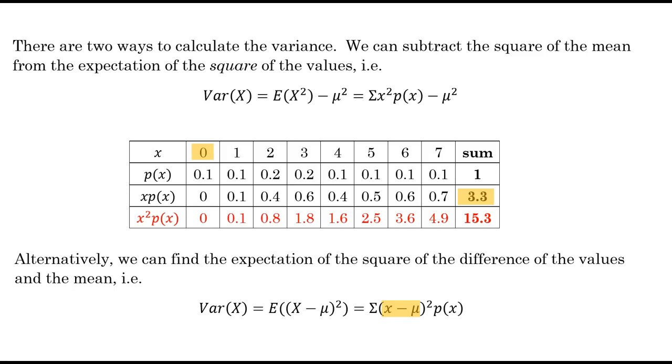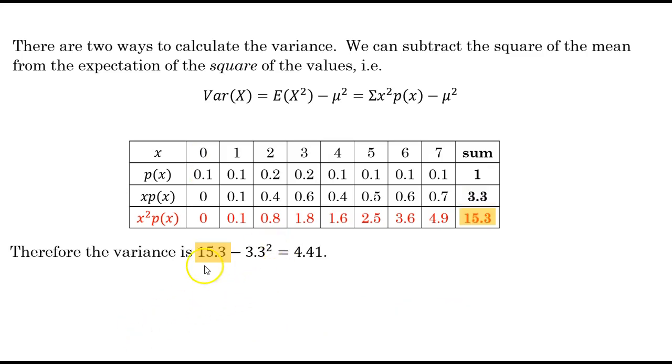And that will give me the variance. The other approach we can take is written here, and from each score I subtract the mean. So 0 minus 3.3, and then I square that and add all of those together. Okay, so the score minus the mean, the square of that difference, multiplied by its probability, and then all of those products added together.